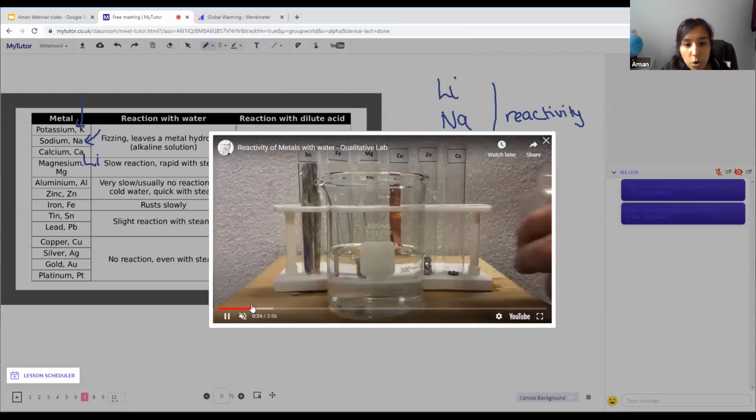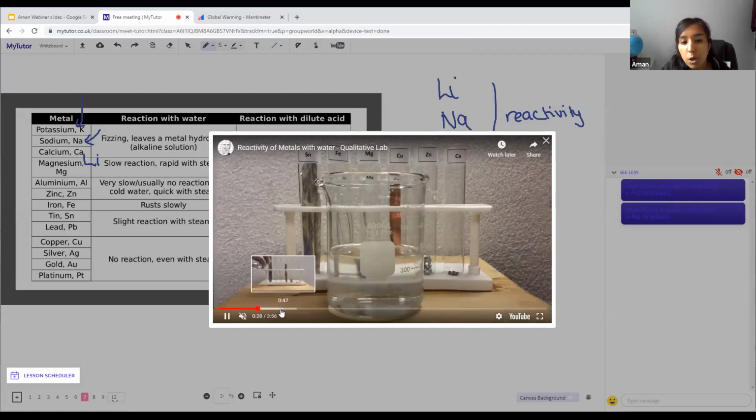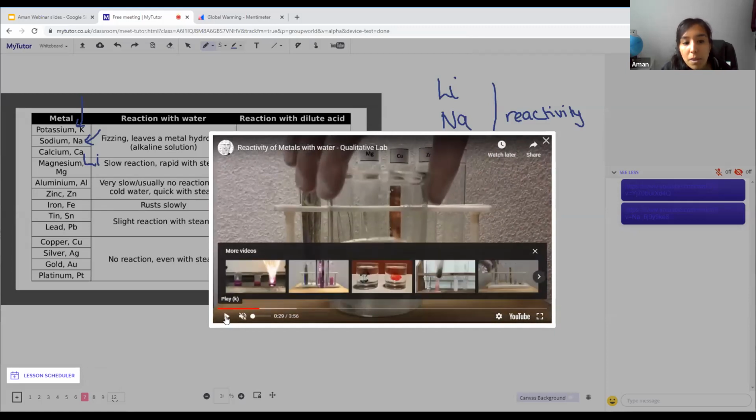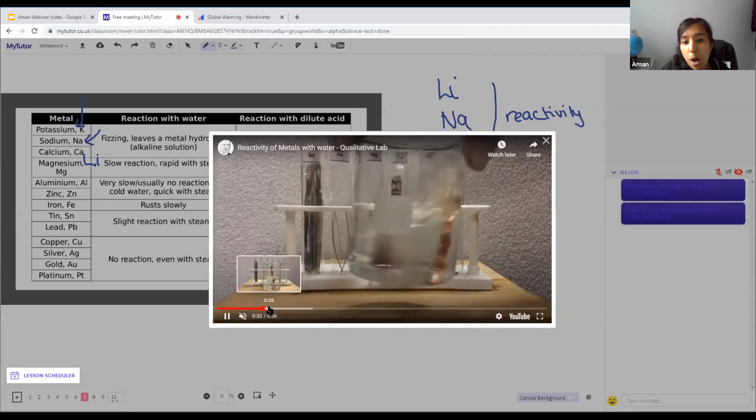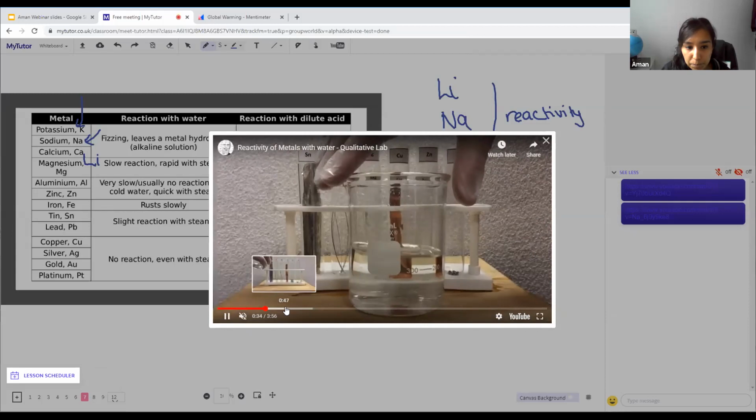Okay, so what we've got going on is we've got some water over here, and the scientist is just adding some phenolphthalein indicator. So you'll remember that that indicator tends to go purple when you've got an alkaline solution. So that's why we've added it, because remember that our metals will react to produce a metal hydroxide. So we're expecting it to go purple in the reactions that take place.